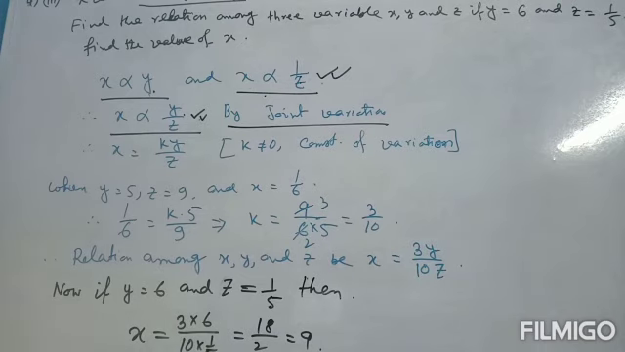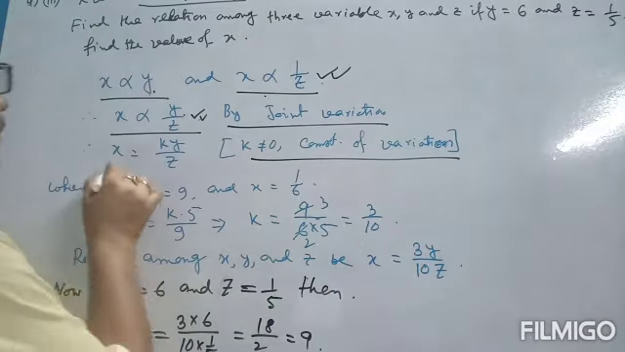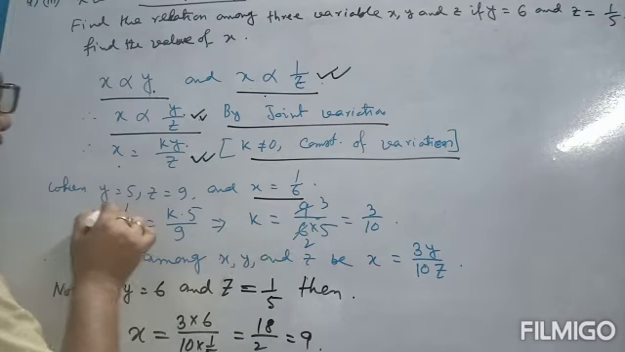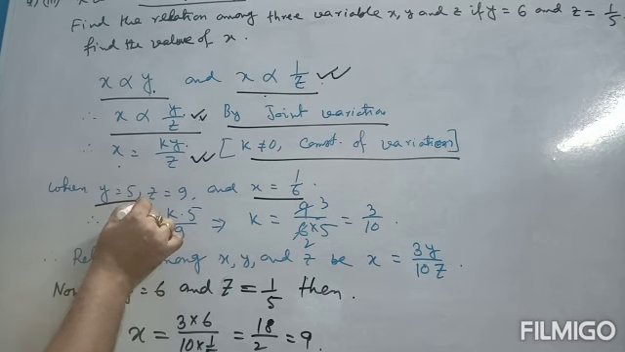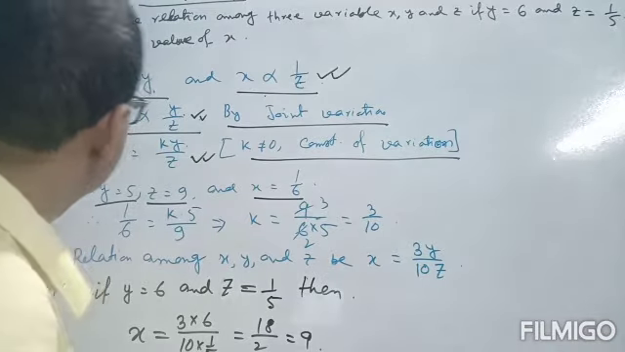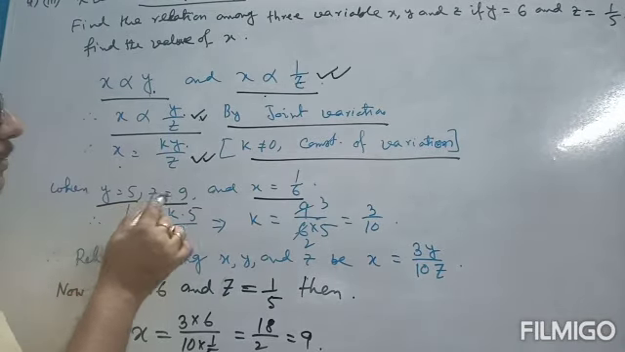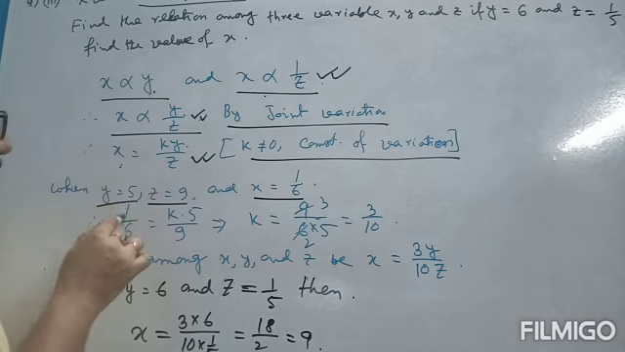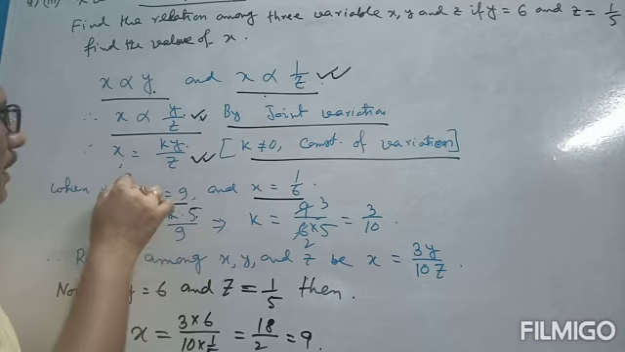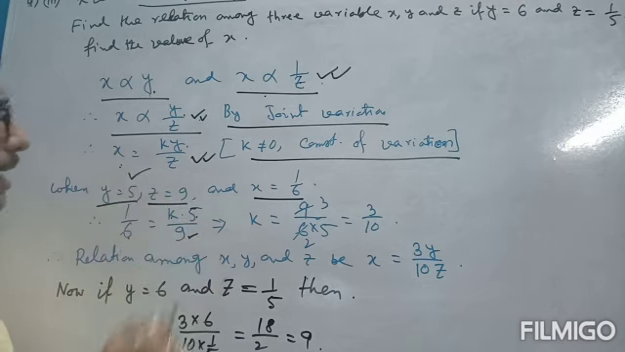So K is the constant of variation, a non-zero constant. So X is equal to KY by Z. Now, given Y is equal to 5, Z is equal to 9, then the value of X is 1 by 6. So put the value of X, this is the relation, X is equal to 1 by 6, K remains the same, value of Y is 5, it is given, and value of Z is 9.